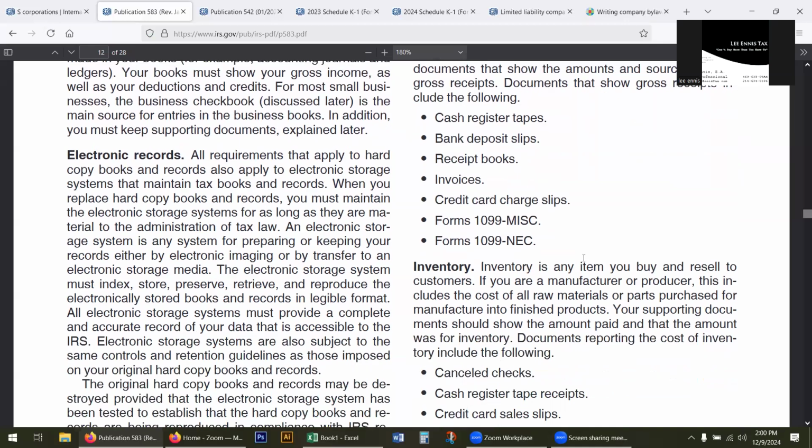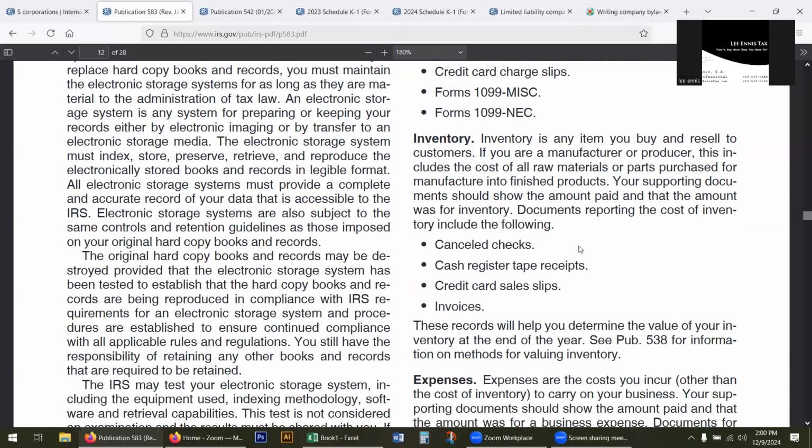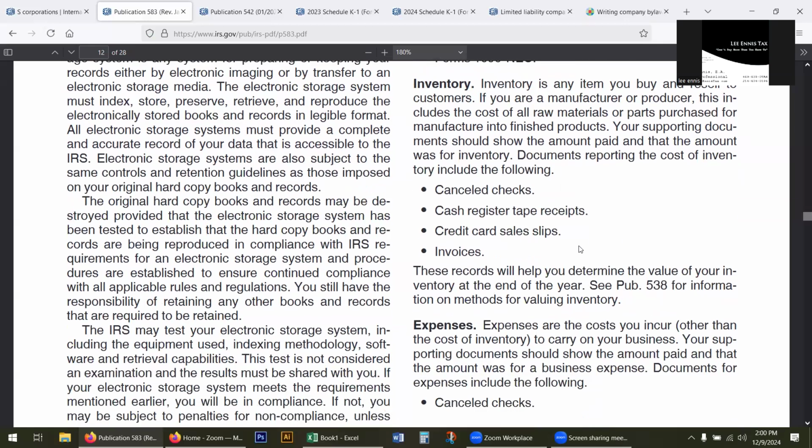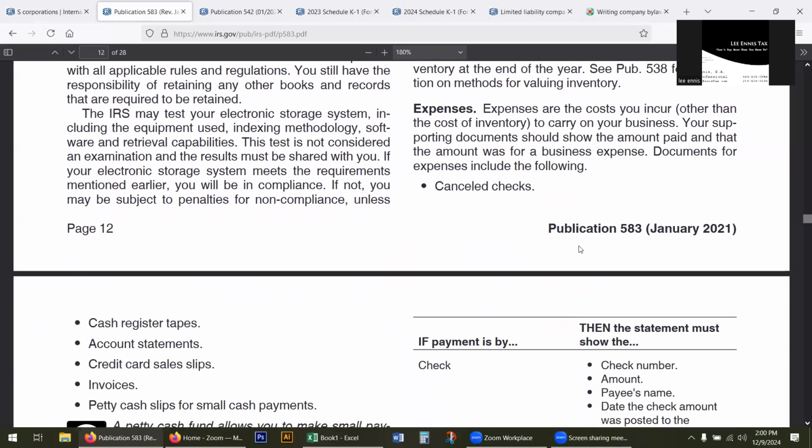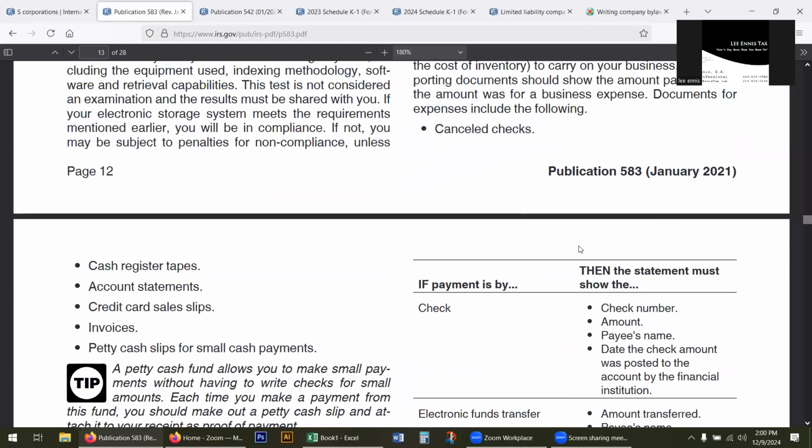All right, inventory we're not going to go into, but again, it's pretty much the same thing. You have to keep up with what you are purchasing. Same thing with expenses. Again, you have to keep up with what you are purchasing.